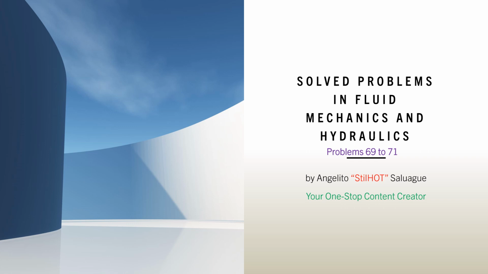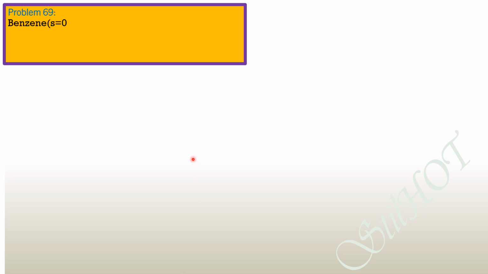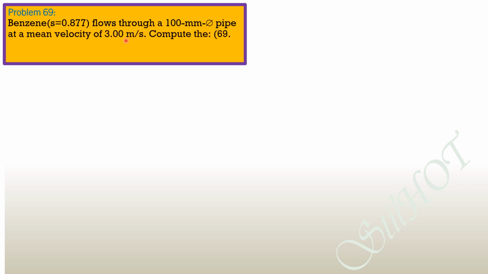So in this video, I'm going to present solutions to problems 69 to 71 in hydraulics. Problem 69. Benzene of specific gravity 0.877 flows through a 100 mm diameter pipe at a mean velocity of 3 meters per second. Compute first volume flow rate in liters per second. This is Q. The weight flow rate is Q times specific weight, and the mass flow rate is Q times density.